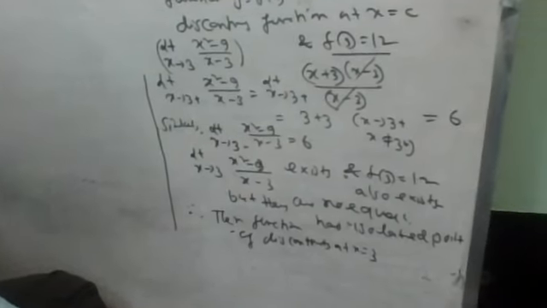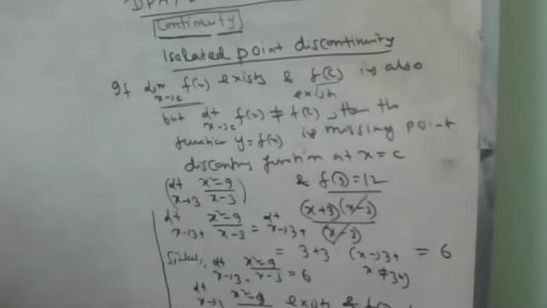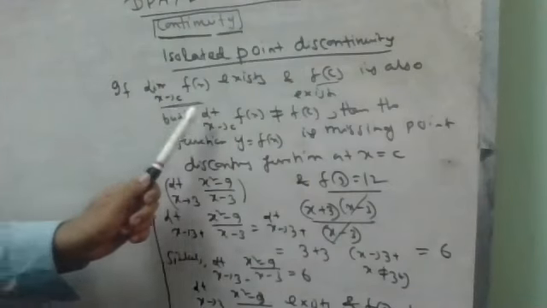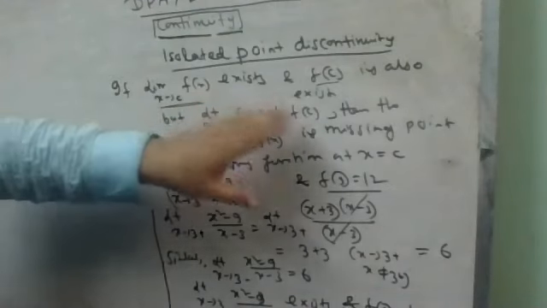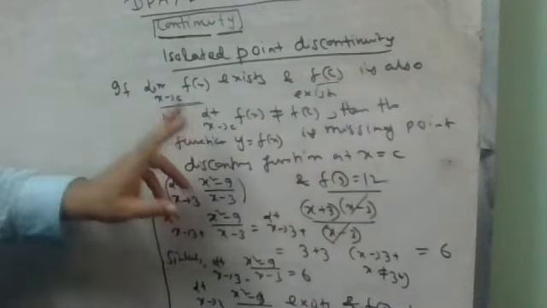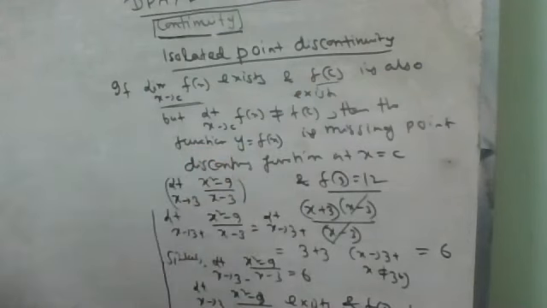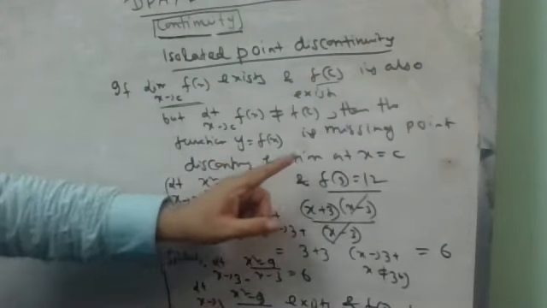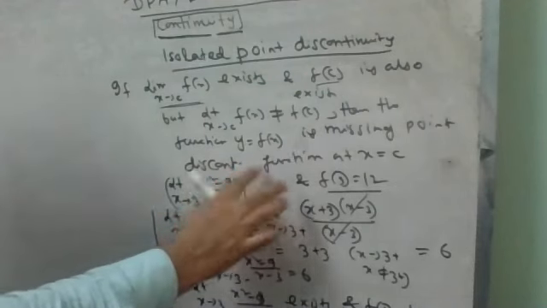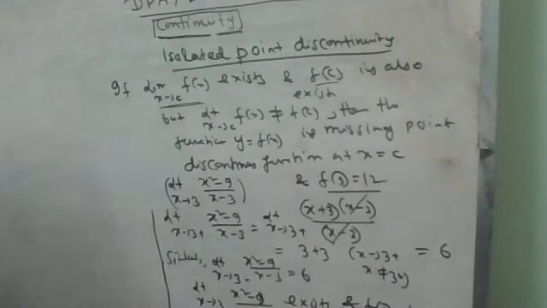Just go through at a glance. See what we have taught. Isolated point discontinuity: if limit x tends to c of f(x) exists and f(c) also exists, but they are not equal, then the function y is equal to f(x) is a missing point discontinuous function at x is equal to c.